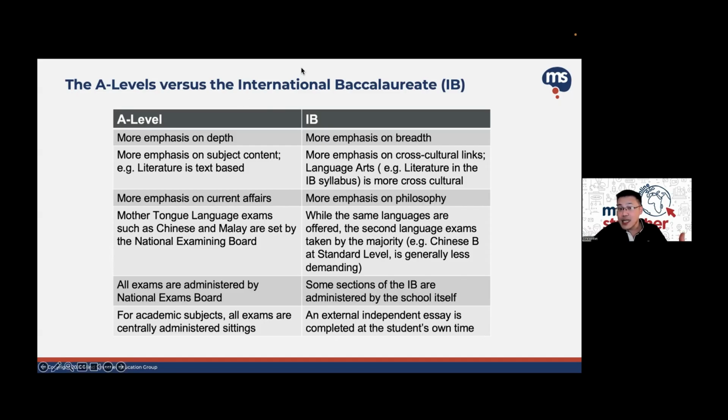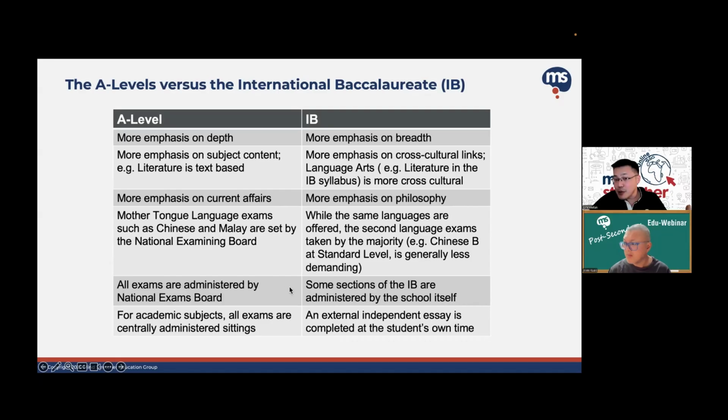So if you look at the difference here, actually, a few things, right? Number one, there is more emphasis on depth for A level, and more emphasis on breadth for IB. So IB, more subjects, A level, less subjects, but I would say it's generally more intense, right? In terms of some of the requirements and everything, right? Next, you can see also this part I want to highlight a bit also, right? In terms of the administering by the National Exam Board and by the school itself.